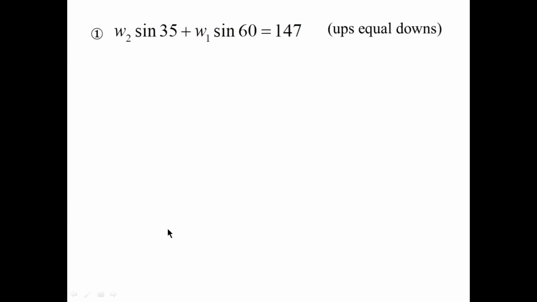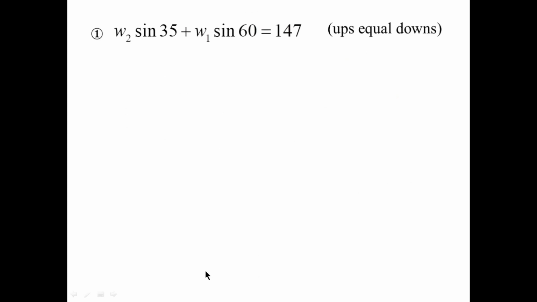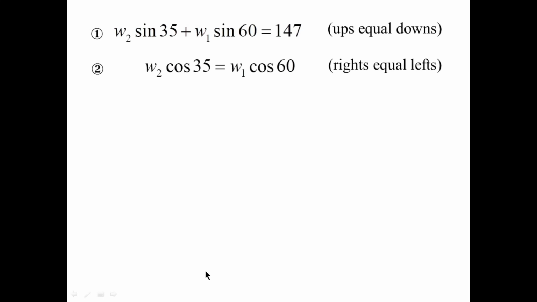So let's see, the ups equals the downs. W2 sine 35 plus W1 sine 60 must equal 147. And the left must equal the right. W2 cos 35 must equal W1 cos 60. And now we've got two equations and two unknowns. So hopefully I don't need to explain how to solve that.